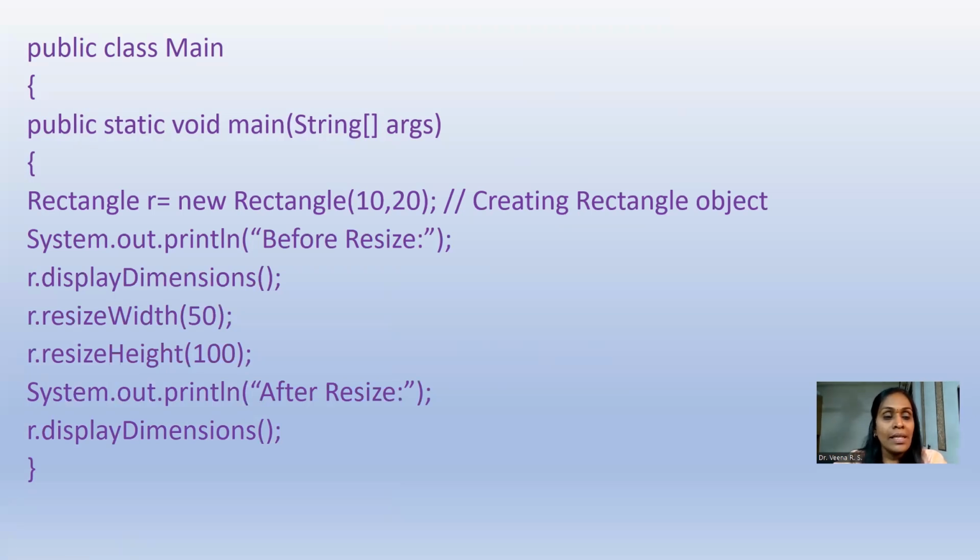So you are calling this display dimensions method 2 times, the first time before resize and the second time after resize. This is how you should be able to write the program, that is lab program 7. So let us execute this program and see what will be the output of the given program. The same program we will execute in the IDE.